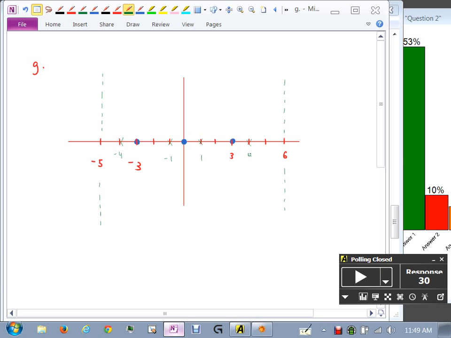Okay. Am I done? No, I only have 4. I need 6 of them. So which ones am I missing? The ones on the ends. So how about 7 over here? And how about over here like -6?